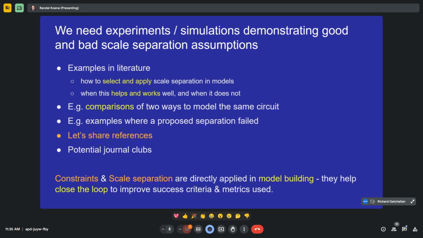At this point, we've reached the end of the presentation portion of this session, and we're going to get into the discussion part.